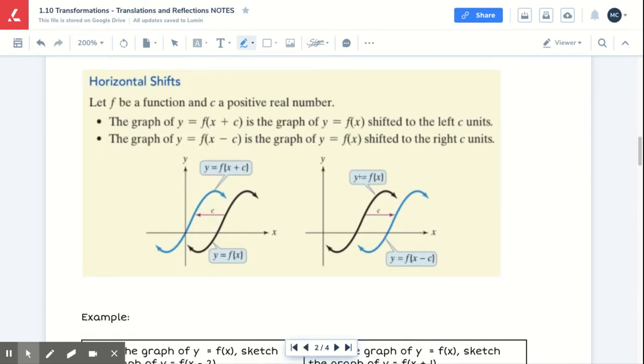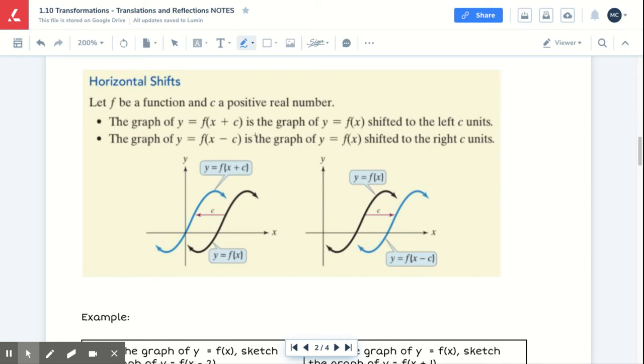Our next transformation is a horizontal shift. And horizontal means left or right on our graphs. So the function y equals f of x is our black function again here on each of these graphs. And if c is a positive real number, then the graph of y equals f of x plus c is the graph of y equals f of x shifted to the left c units.